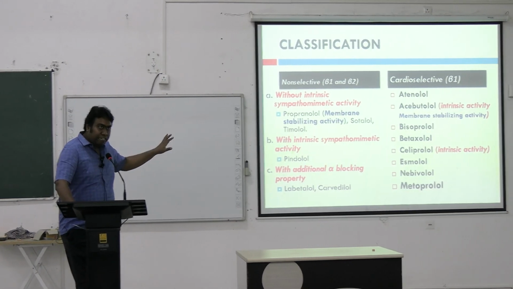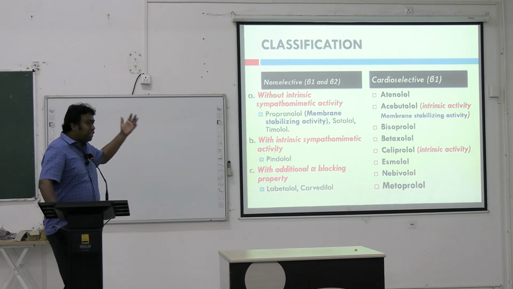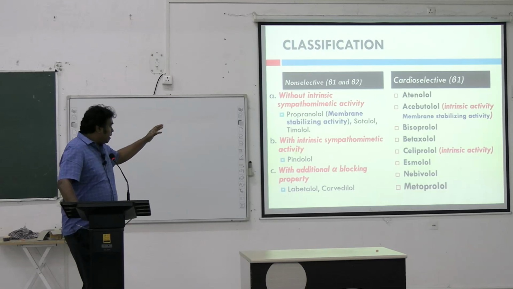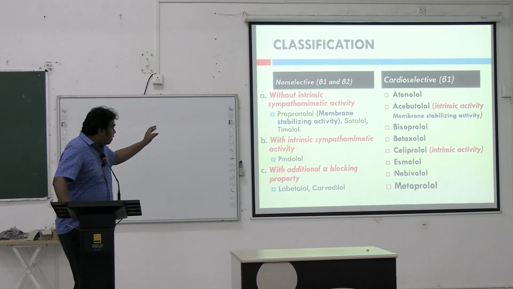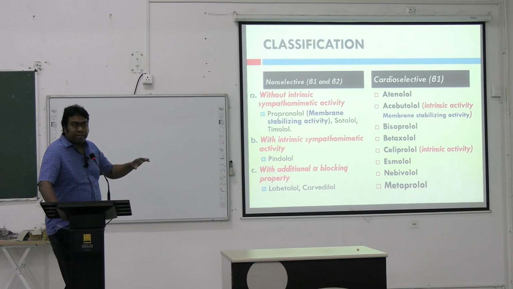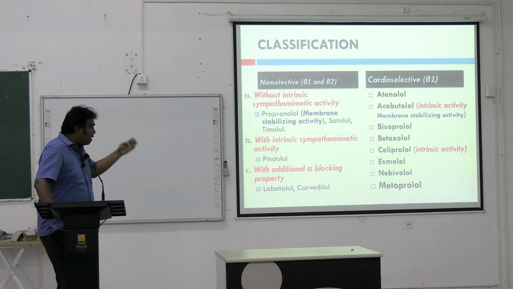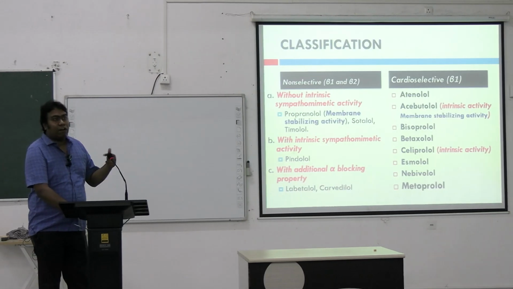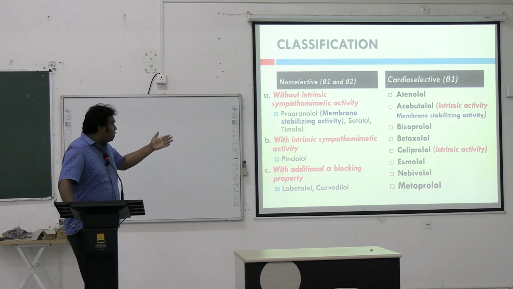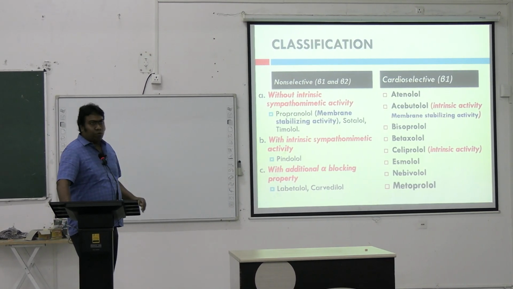In non-selective, there is with intrinsic activity and without intrinsic activity. With intrinsic activity means intrinsic sympathomimetic. Beta blocker means they block the beta, they reduce the action of the beta. Sympathomimetic means they also have partial agonistic activity. One of them is pindolol. Without sympathomimetic or intrinsic activity: propranolol, sotalol, and timolol.